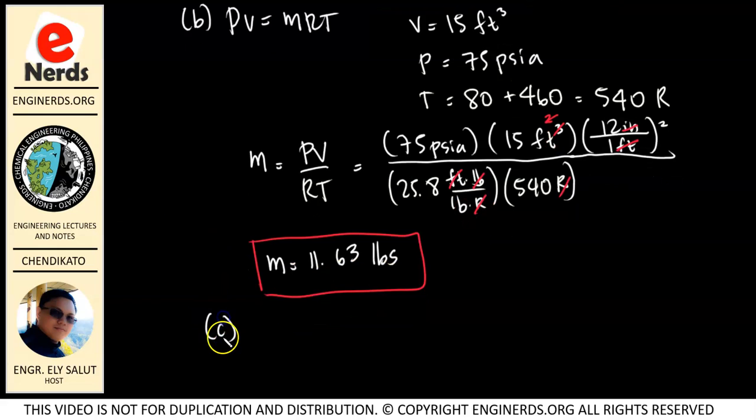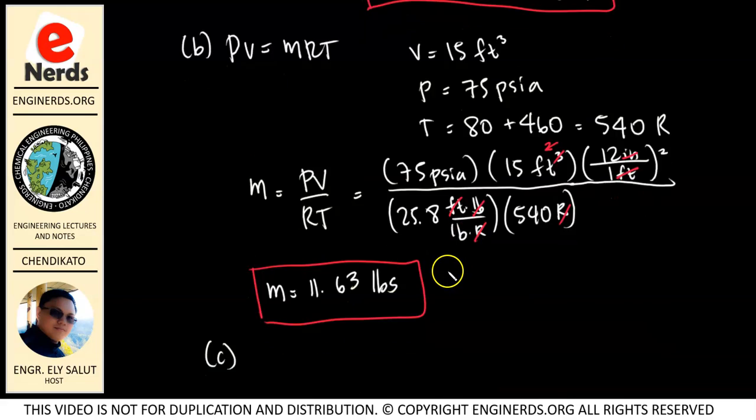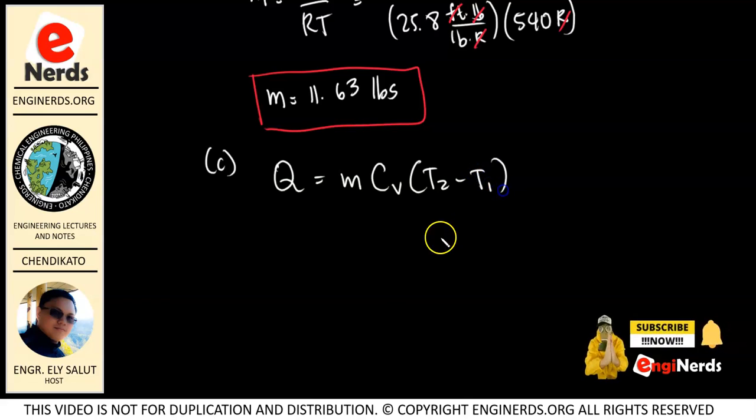So for letter C, what do we need to get? If we have 30 BTU transferred to this gas at constant volume, take note, we are at constant volume here, so therefore our specific heat is Cv. What is the resulting temperature? At constant volume, we will be using Q is equal to m Cv (T2 minus T1). We have 30 BTU for our energy.